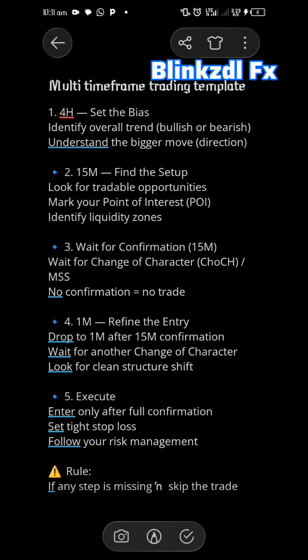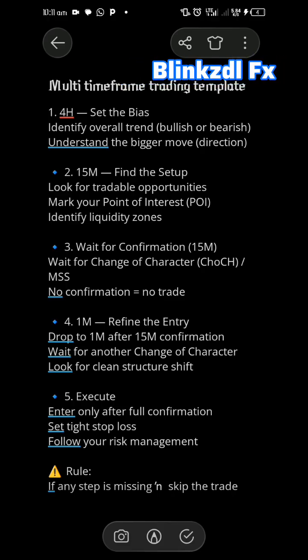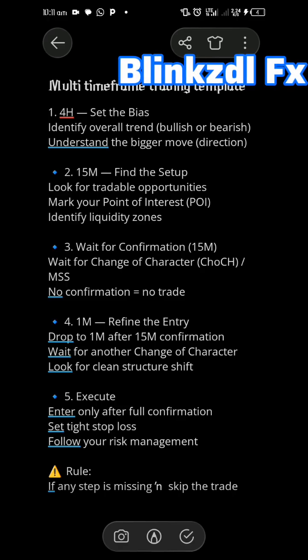So first of all, the time frames I mostly use on this template are the 4-hour time frame, the 15-minute time frame, and the 1-minute time frame. Now let's read everything first of all before we go to the charts.